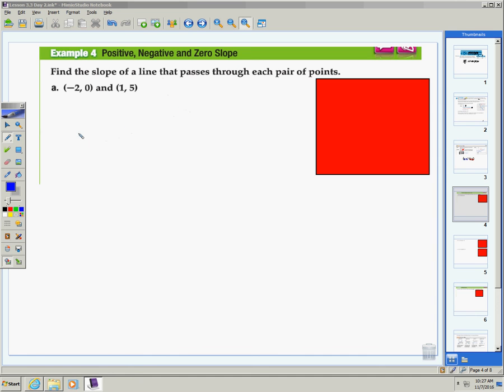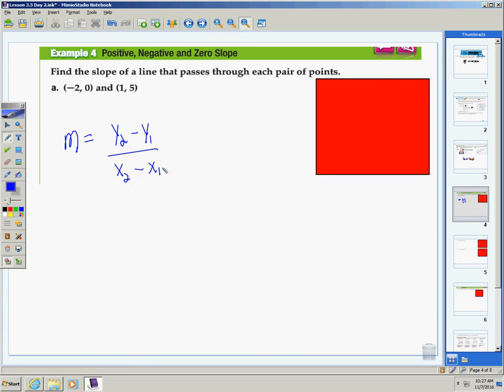Finding a slope of a line that passes through 2 points. Remember the formula for slope is y2 minus y1 over x2 minus x1. And one common mistake I see is that people think this is y times 2. This is not a multiplication or anything. This is just saying y2, it's a specific y value.